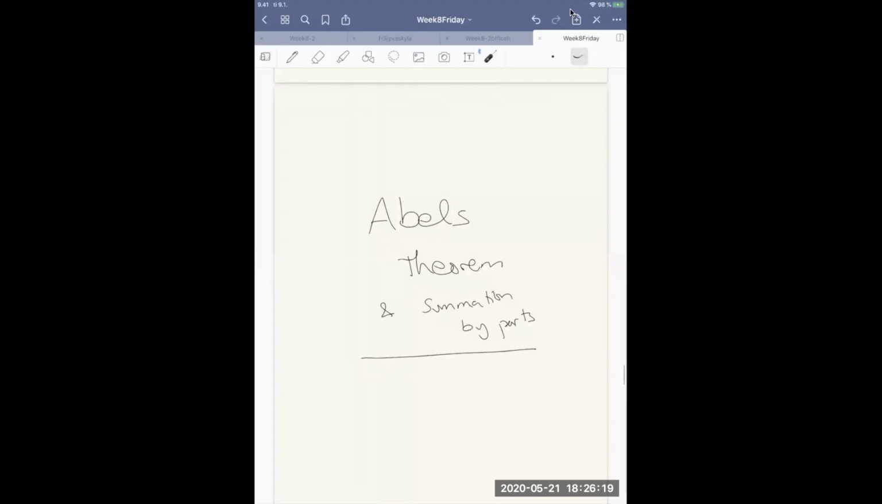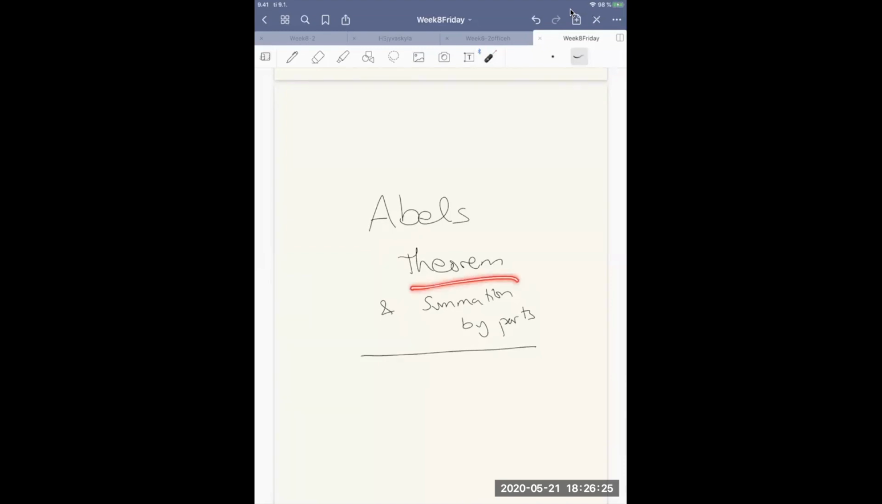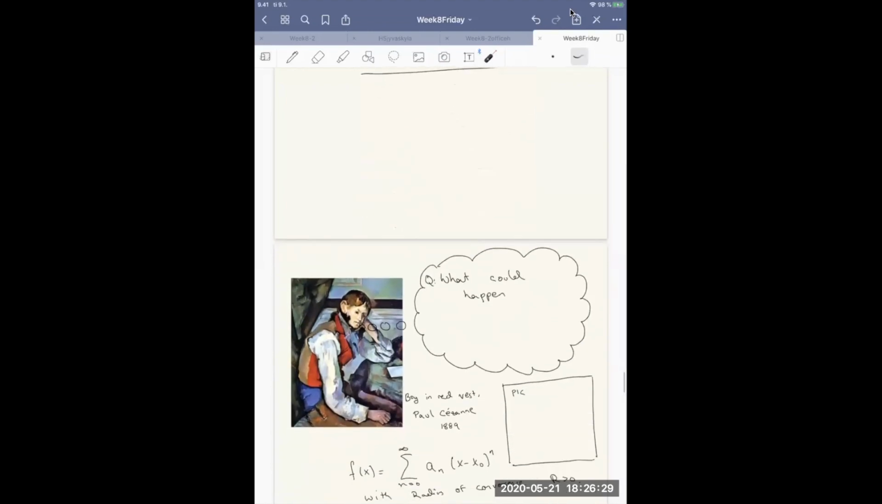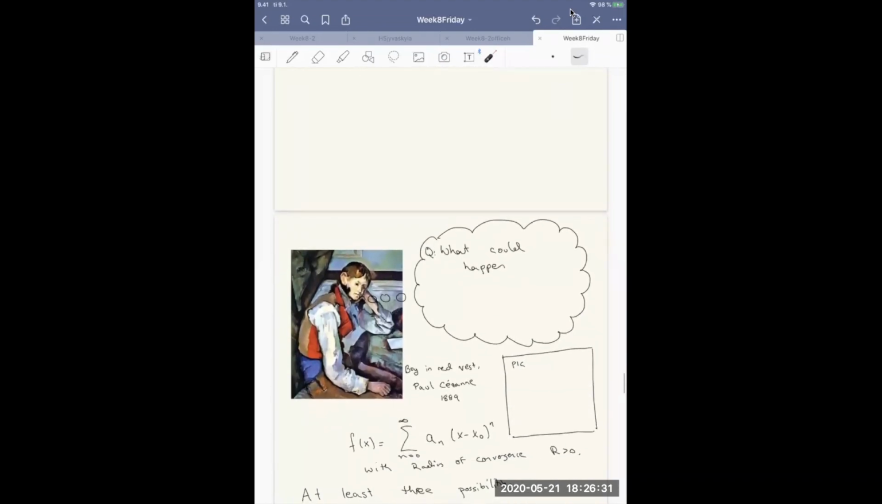As a supplemental lecture, I want to tell you about Abel's theorem and a very cool technique called summation by parts. So let's start by pondering a certain general question.